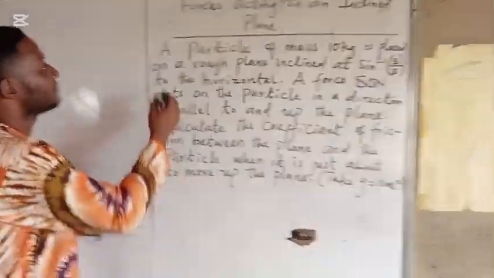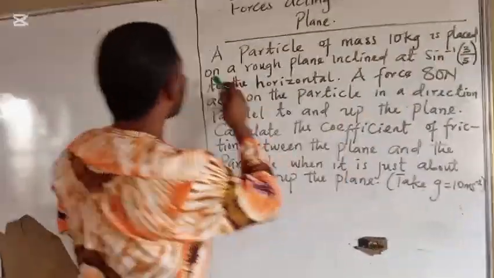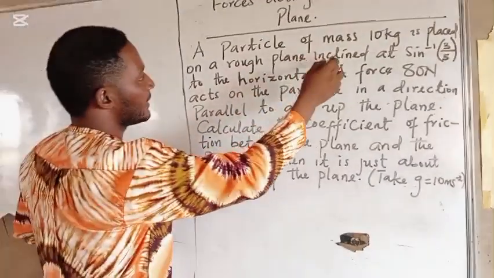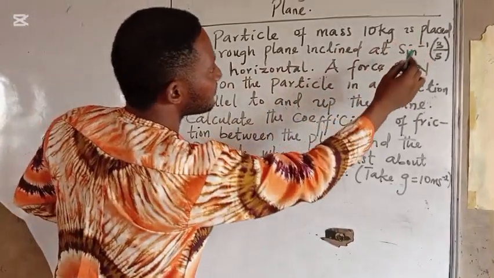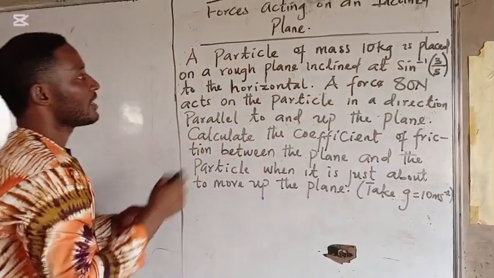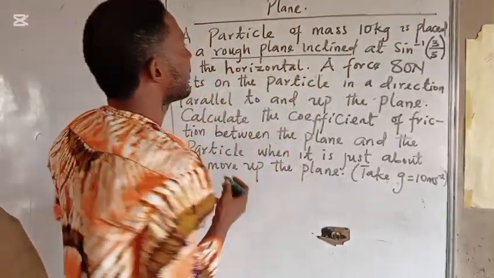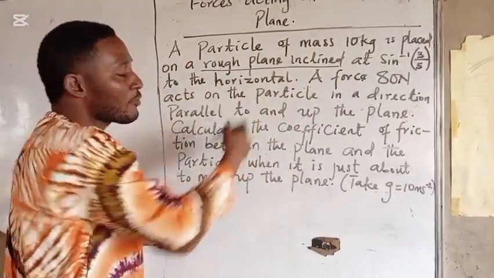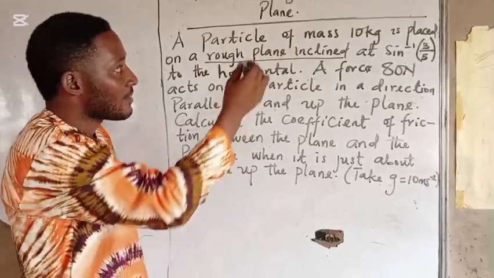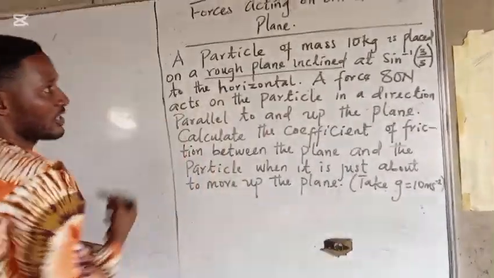The question says that a particle of mass 10 kilograms is placed on a rough plane inclined at an angle arc sine 3/5. Now, one point you need to take into consideration is this: rough inclined plane. That is a rough inclined plane, which shows that there must be friction under consideration here. Now let's draw the diagram to actually see how it's meant to look like.